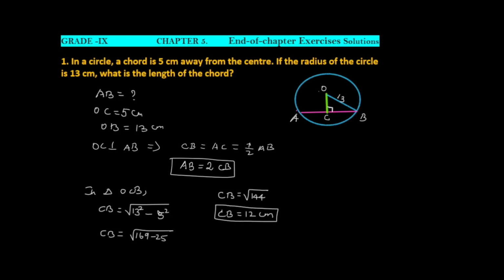While we are calculating the length of the chord, AB is equal to 2 times CB, 2 times 12. So AB is equal to 24 centimeter. Length of the chord is 24 centimeters. So the conclusion, length of chord AB is equal to 24 centimeter.